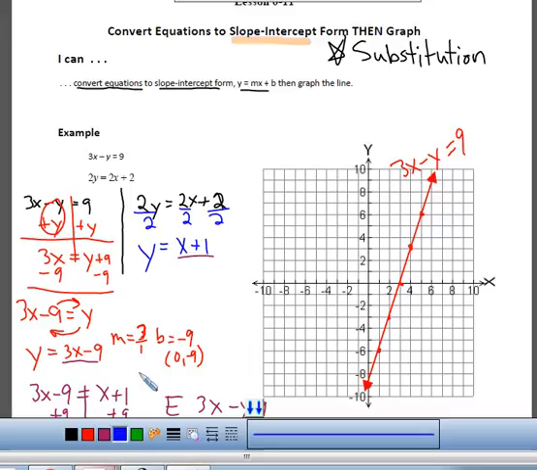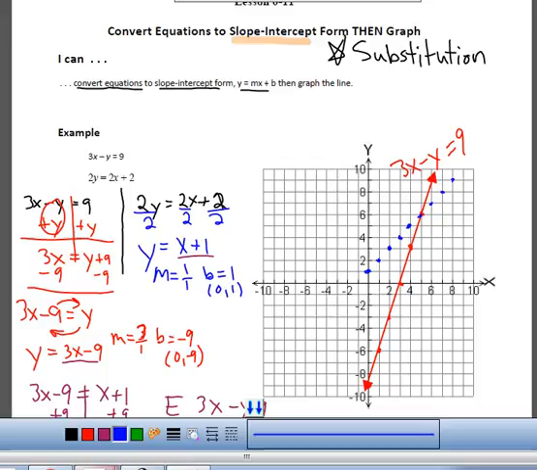Okay, now I'm going to graph the other one. y equals x plus 1. m is 1, or 1 over 1, and b is 1, or the point (0, 1). So I plot that point. Then 1 over 1, up 1 over 1. That's this line here.